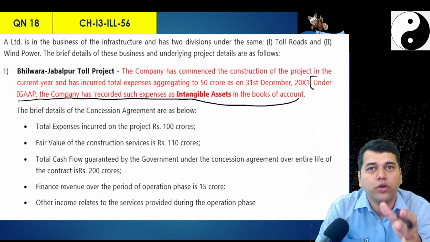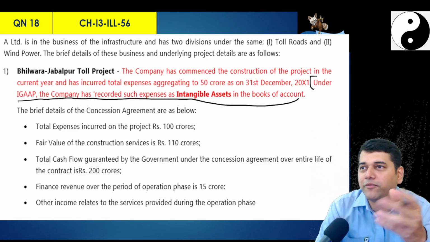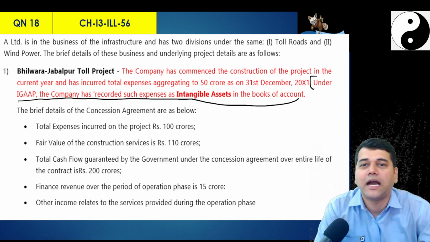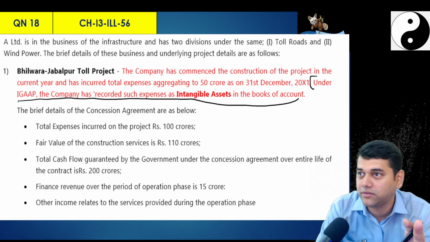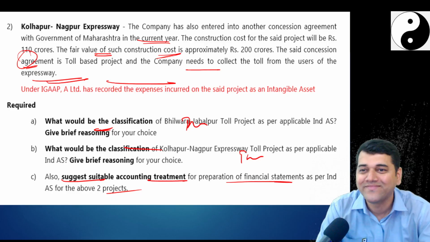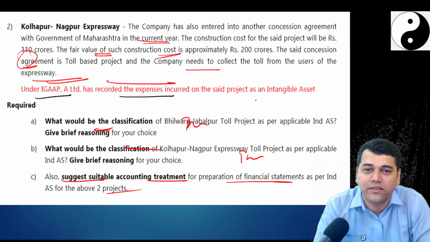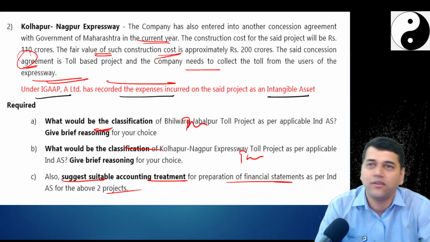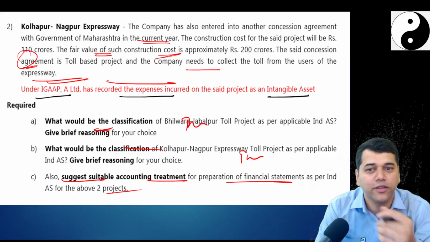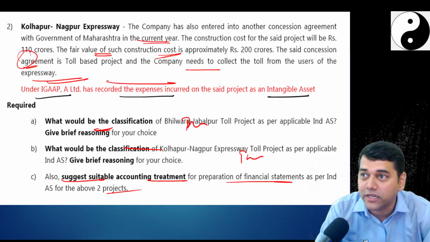Okay, I should have kept quiet. Then there would have been one nice funny thing. Anyhow, I don't want to speak anything about this. We didn't discuss also, okay. Then under IGAP, A Limited recorded expenses as an intangible asset. One more addition. Here also I don't want to add anything. I don't want to really discuss anything with you.